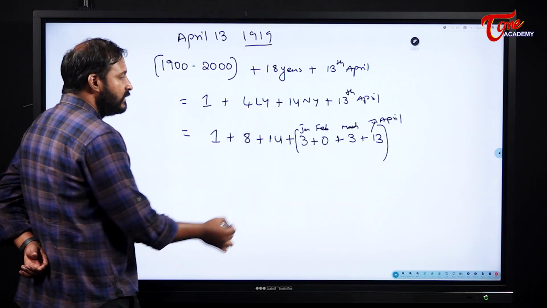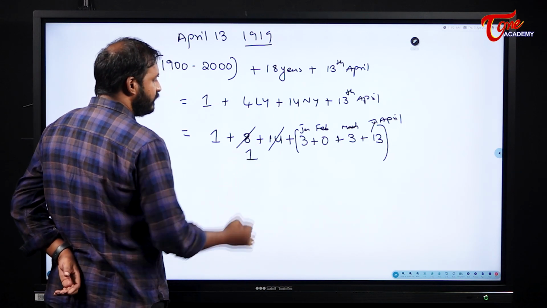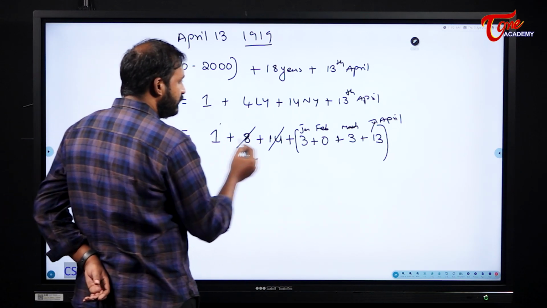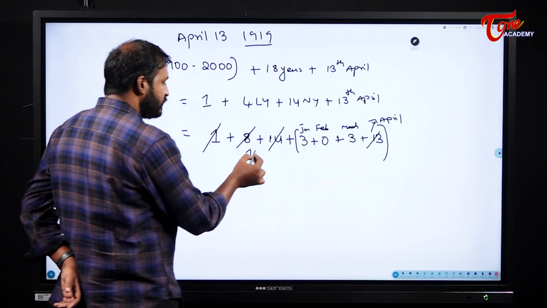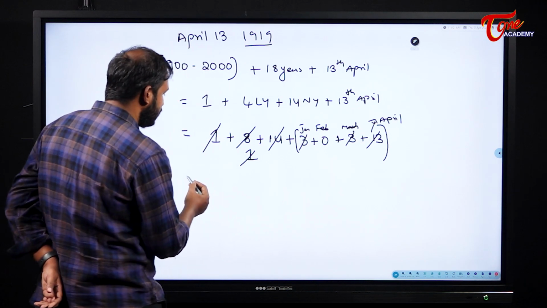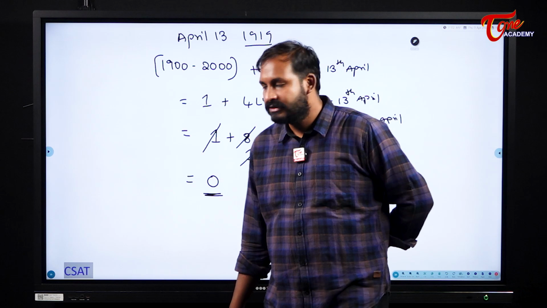Now please see here. As I already told you, this is a multiple of 7. No need to worry. And here I will be left with 1. Okay, 1, and this 13 I can cancel. What does it become? 14. And next 1, 3, 3. Everything is cancelled here. So what are we left with here? 0. 0 means what? Sunday.